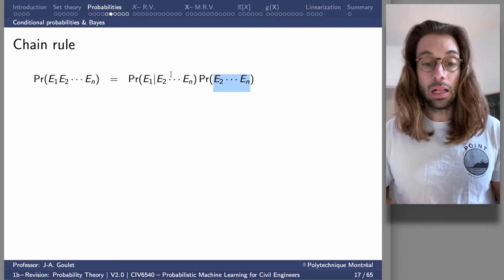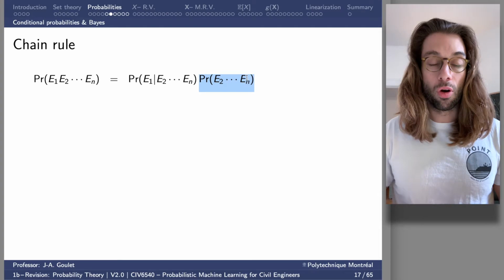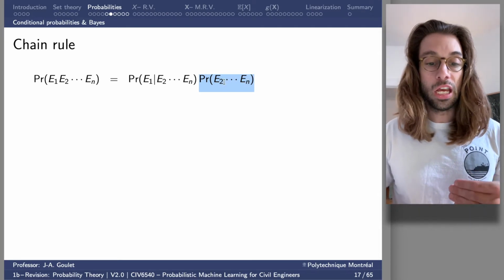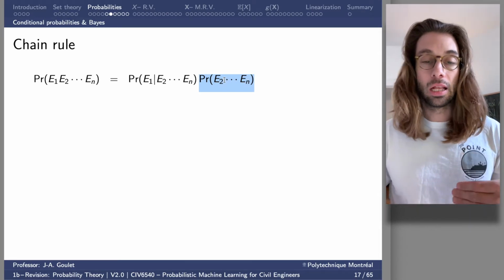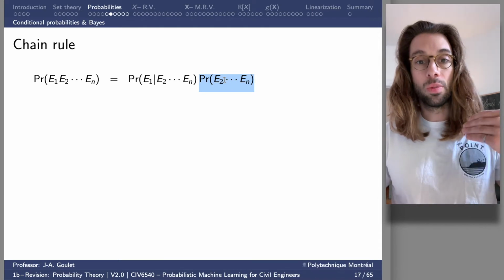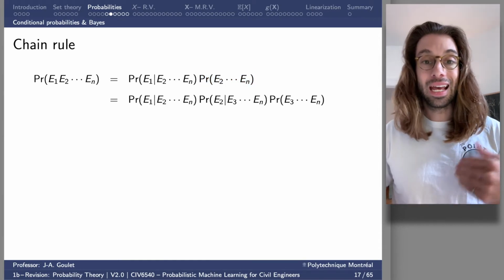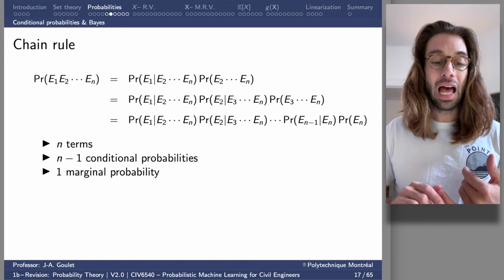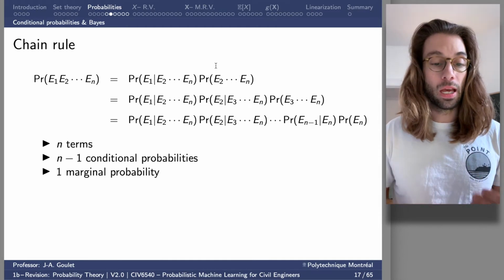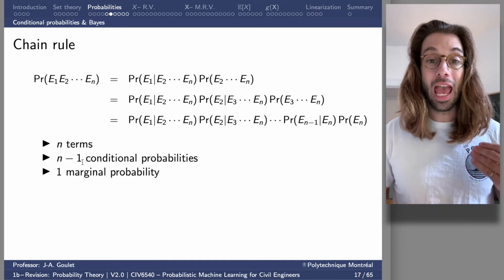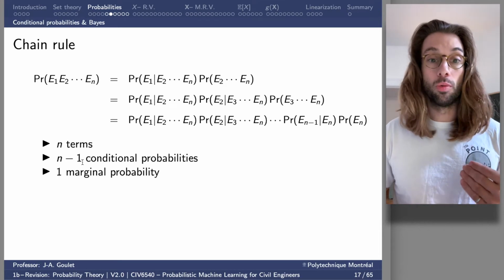But then I can still break that joint by the conditional of E2 given E3 to En times the joint from E3 to En, okay? And I can keep breaking that until I have n terms, okay? From these n terms, there are going to be n minus 1 conditional probabilities and one marginal probability.